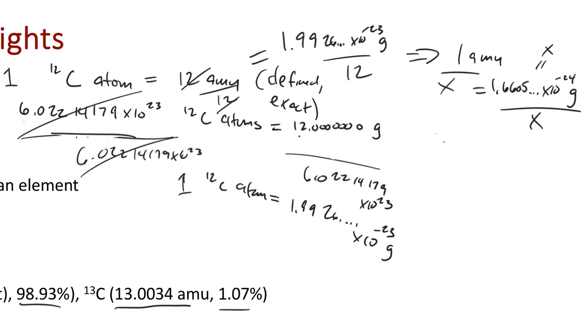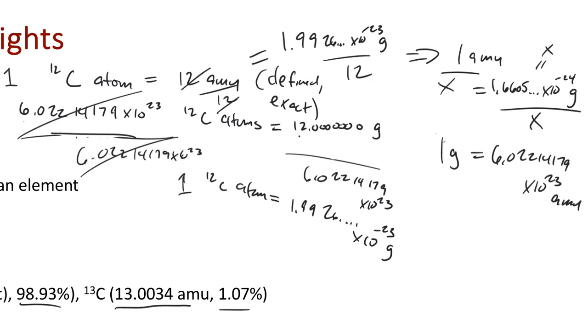I just do 1 over, and then I get Avogadro's number back. So if we want to give the conversion factor and say how many AMU are in 1 gram, 1 gram would equal, or contain, Avogadro's number of AMU.